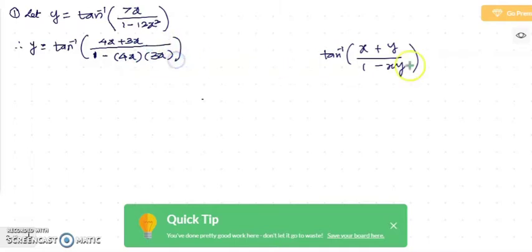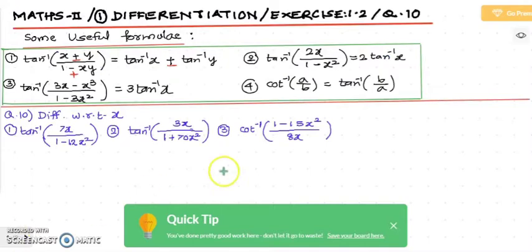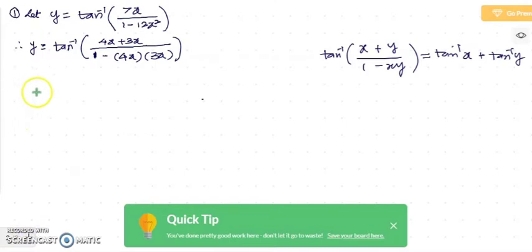And then it becomes similar to this expression, which is equal to tan inverse of x plus tan inverse of y. This is the formula which I had just talked about earlier. This formula is used here. So carry on. Now this is equal to, as per the formula, tan inverse of 4x plus tan inverse of 3x.